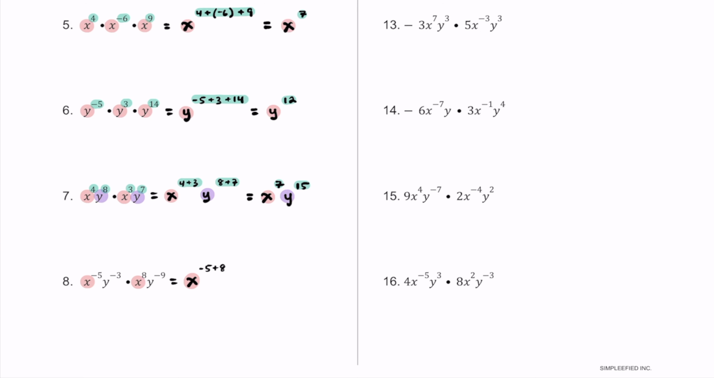And then for our y's, we have y to the negative 3rd power times y to the negative 9th power. So we're going to multiply that, and that's going to be y as our base. So that's going to be our y. And let's go ahead and add those exponents of negative 3 plus negative 9.